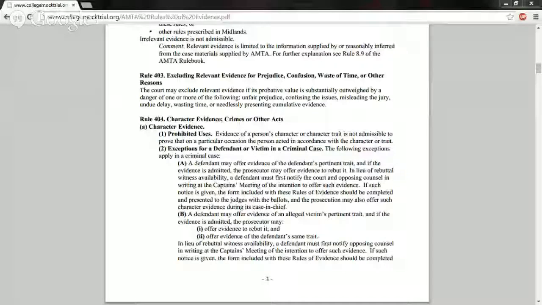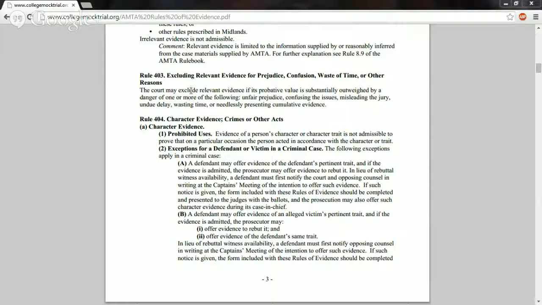Okay, so we're going to be talking about Rule 403 right now. Specifically, we're going to be talking about narrative. It's not one of the rules listed explicitly under 403, but it's colloquially known from one of these rules. So we'll take a look.